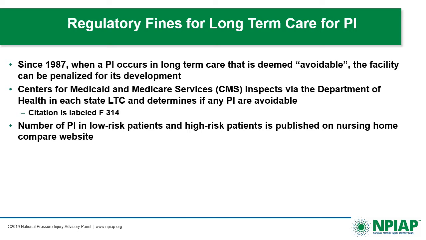If they find patients or residents in long-term care with pressure injuries and the facility determines that it should not have happened, then they're called unavoidable. And there's actually a number that goes with the citation. It's called an F314 tag. I don't know if you've ever heard that term before, but that's what it refers to.